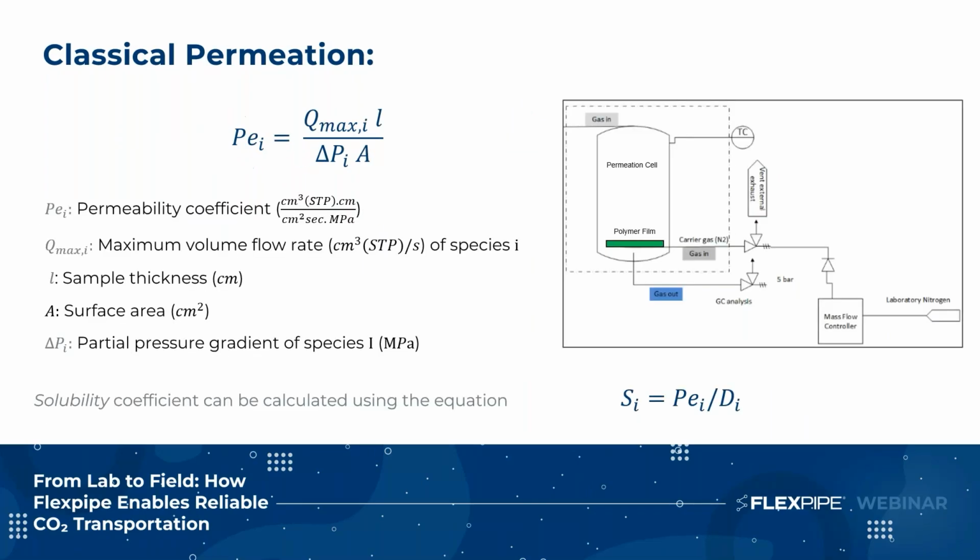In the second approach, gas chromatography, or GC, is used to detect and measure individual gas components in multi-gas conditions. This model considers the maximum volume flow rate, sample thickness, surface area, and partial pressure gradient, providing a comprehensive understanding of gas transport through polymers, which is used in more complex systems with multiple gas components. In either method, the permeability coefficient and diffusivity coefficient will be measured directly from the experimental results.